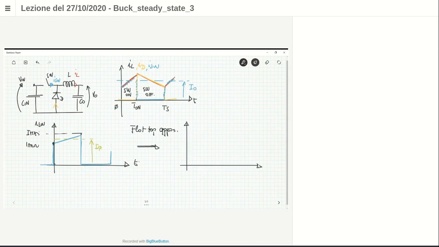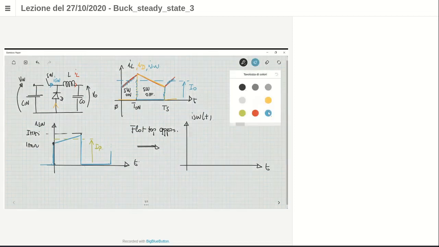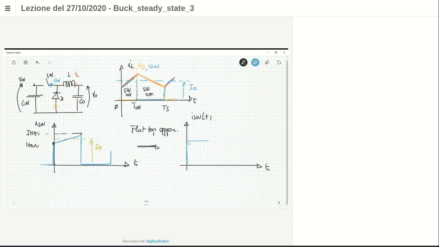In this approximation, I can modify the current through the switch by flattening it to the value which is I0. Okay? This is now I0, so this level here. So the current is no more a trapezoidal kind of current, it is something similar to a rectangular wave. Okay? Like this way.